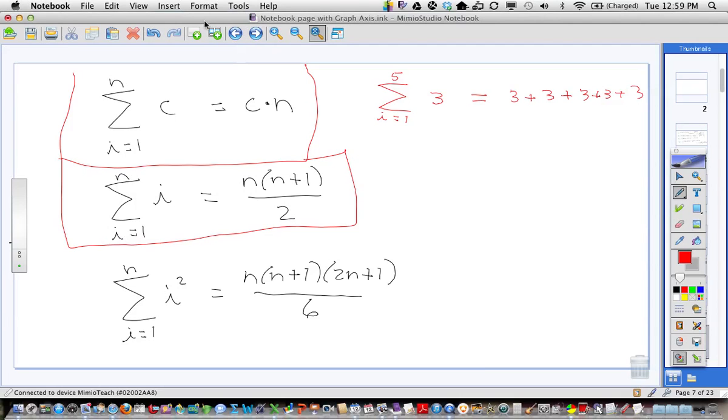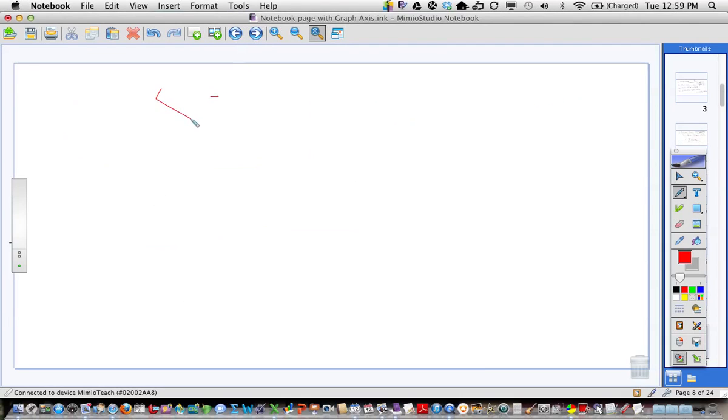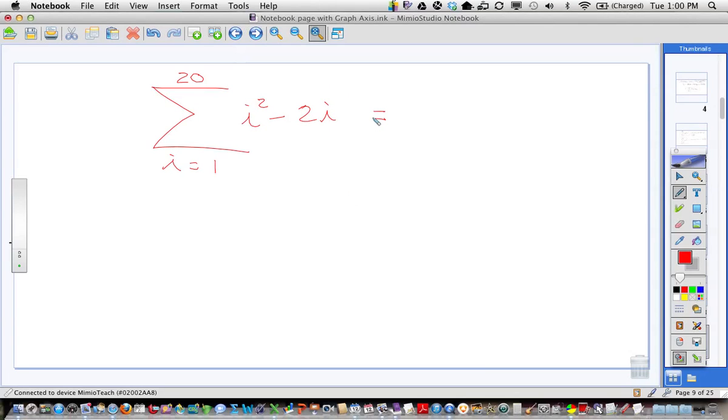All right. Now, let's look at a quick sample problem of what that might look like, where we would use those formulas. So I might give you a problem like this of i squared minus 2i. And the directions here are use the formulas to evaluate this. Because think about it, doing it on your calculator would be a pain. Put in a 1, get a number. Put in a 2, get a number. Put in a 3, get a number. You have to do 20 times. I mean, that's getting borderline.